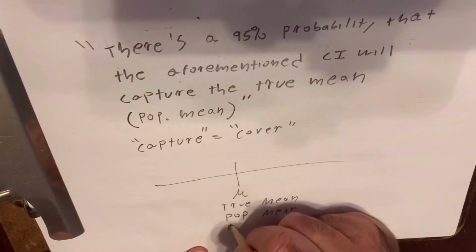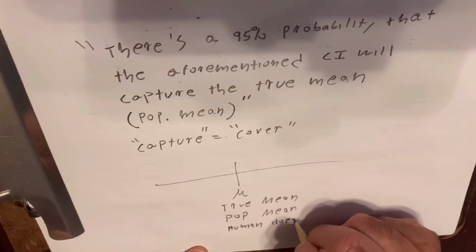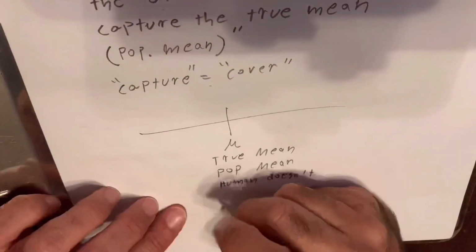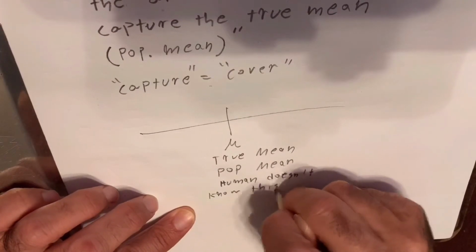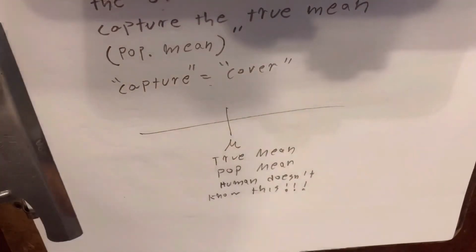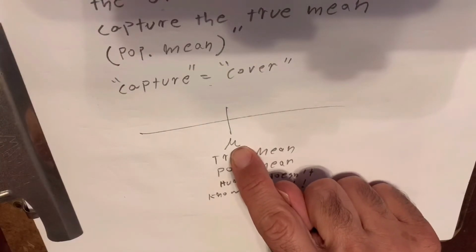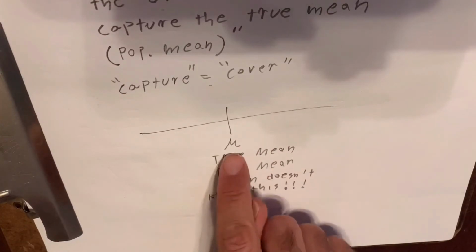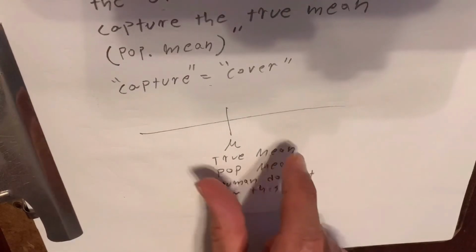I should probably write this down. Human doesn't know this. Let me move this up so it's in the field. Know this. I'll put a little exclamation point here because I want you to think about it. If the human being knew what the true population mean was, why the hell would we collect data and do all this work to estimate the population mean when we just know what it is? So the human being doesn't know this.